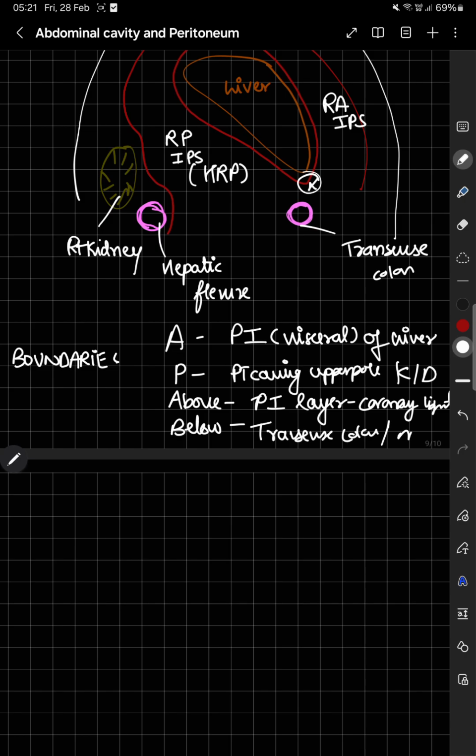Transverse colon and mesocolon. Okay. So below we have the transverse colon, mesocolon. Upper we have the posterior inferior surface of the coronary ligaments. Anteriorly we have the posterior inferior surface of the liver. And posteriorly we have the peritoneum that covers the right kidney and diaphragm.